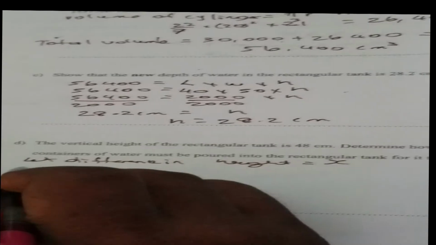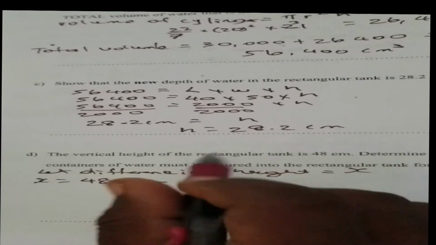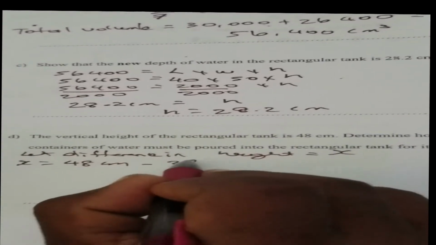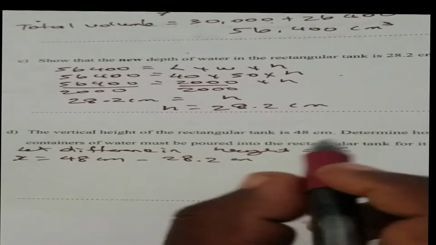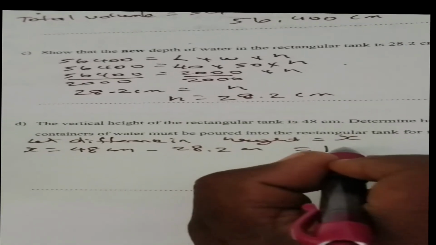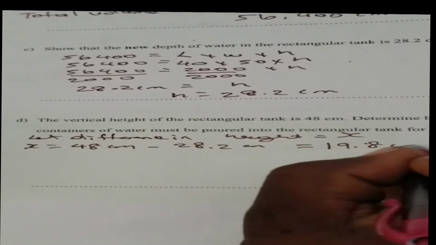And so our x will be equal to 48 centimeters subtracted by our height, which is 28.2 centimeters, and that difference would be equal to 19.8 centimeters. Right?